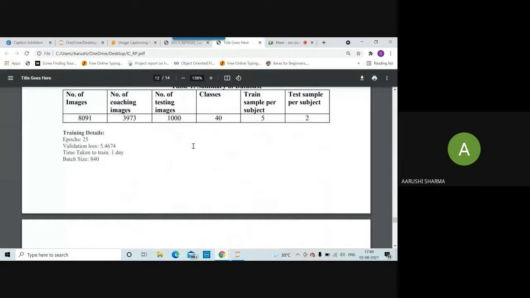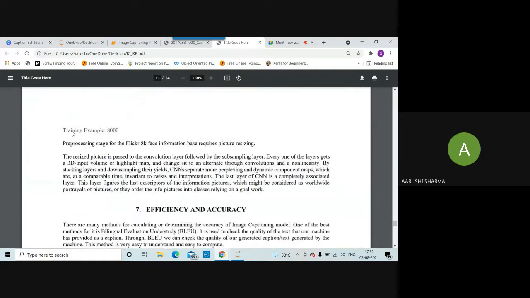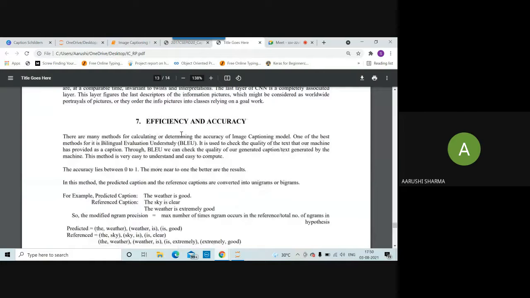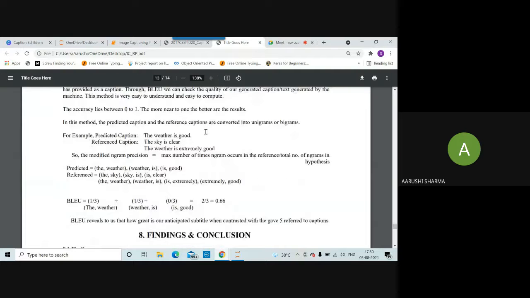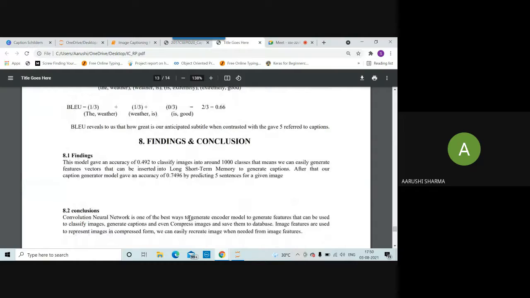Here we are telling what all convolutional neural networks we used, like VGG16 and Xception, and then we got different results. Then how we have taken the relevant CNN for the project. And this is the training details of our project. After that, efficiency and accuracy. Here we have shown the method by which we have calculated the accuracy of our project. And this is the findings, the conclusion and the future scope.